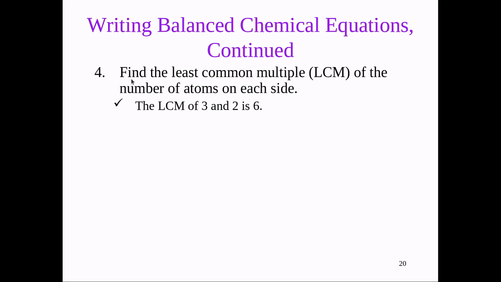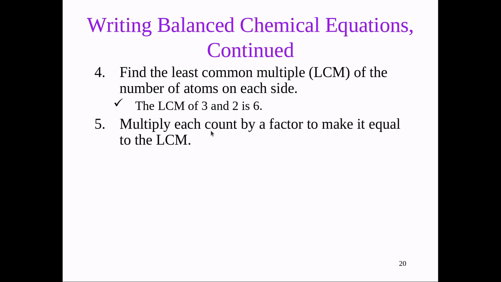The next thing we want to do is find the least common multiple, the LCM, of the number of atoms on each side once we decide which element we want to balance. If you don't remember what the least common multiple is, it's the smallest number that has the two values as its factors. So the least common multiple of 3 and 2 is 6. The least common multiple of 3 and 5 would be 15. It's often the two multiplied together, but not always.